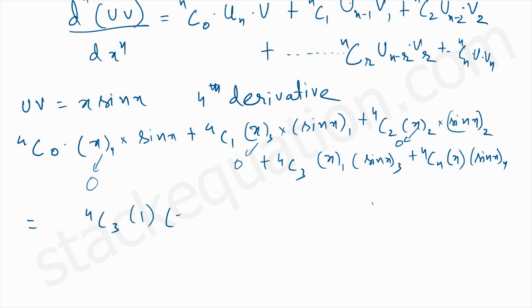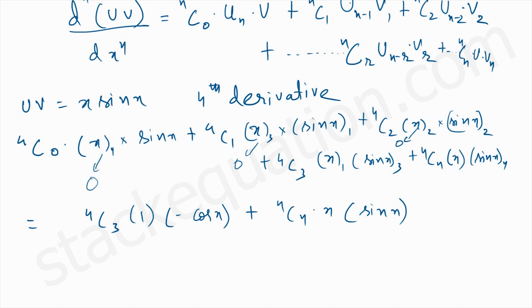Minus cos x, plus 4c4 into x, the fourth differentiation of sin x. We found the third differentiation here. We just need to differentiate it one more time. So differentiation of minus cos x is sin x, so the fourth differentiation of sin x becomes sin x, right?